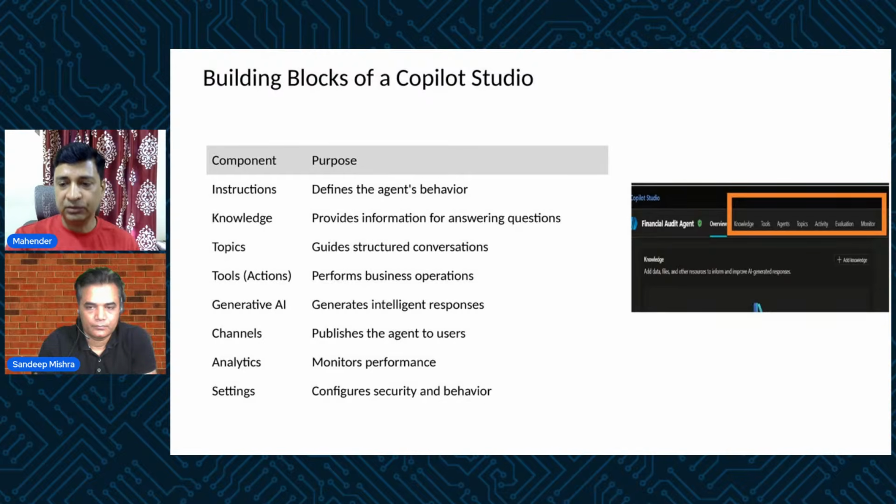Okay, now the next and last thing is settings. Under settings we configure different types of security or behaviors, and other settings that help our agent perform. That comes into this part, settings. So these are the building blocks that we have for Copilot Studio.